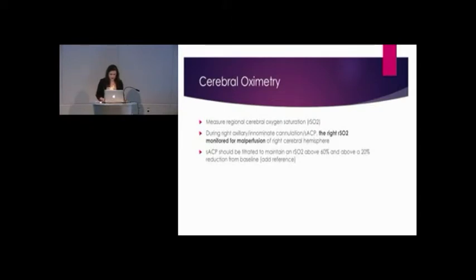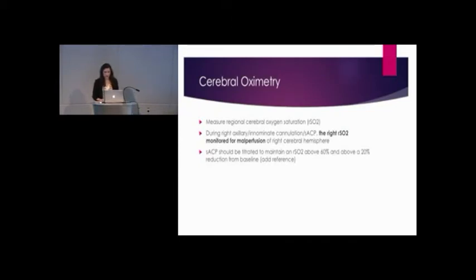So cerebral oximetry. We're actually measuring the regional cerebral saturation, and there's a lot of variability in patients' baseline. During right axillary cannulation, the right cerebral sat should be monitored throughout for malperfusion of the right cerebral hemisphere. Selective antegrade cerebral perfusion should be titrated to maintain sat above 60, and we have to take this with a little bit of a grain of salt because we know that there is a lot of variation between patients, and it definitely should be maintained within 20% of the patient's baseline.